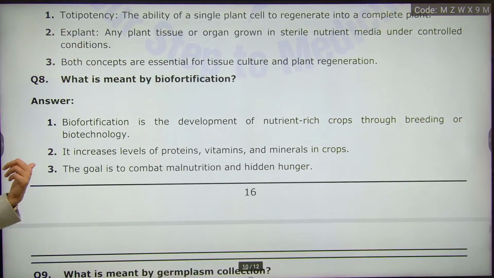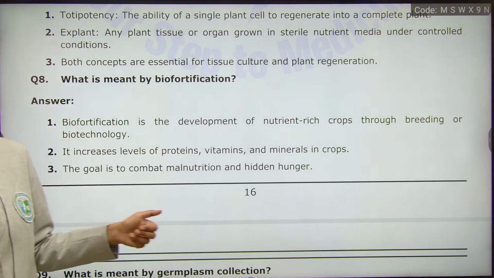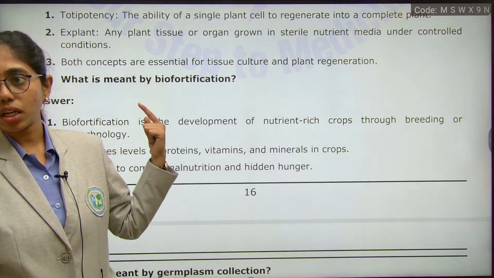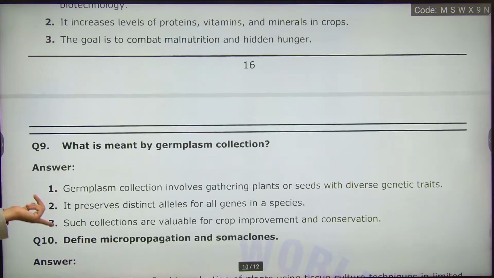What is meant by biofortification? Biofortification is nothing but development of nutrient rich crops through breeding or biotechnology. It will increase the levels of proteins, vitamins, minerals in crops. Fine, right? The goal is to combat malnutrition and hidden hunger.